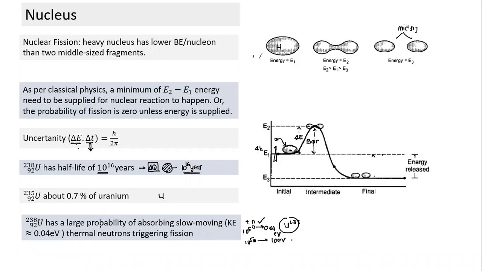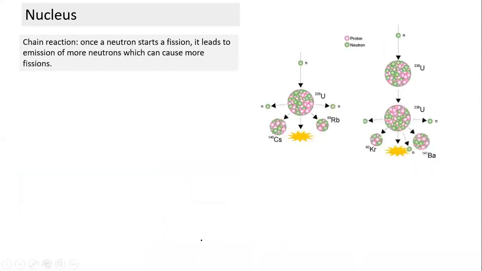If U-238 is bombarded by slow moving neutrons, it triggers a nuclear reaction. Among the two, the higher the energy, the lesser the probability of getting absorbed. So this is the important point in understanding nuclear reaction for the purpose of power generation. Let's see what happens here.